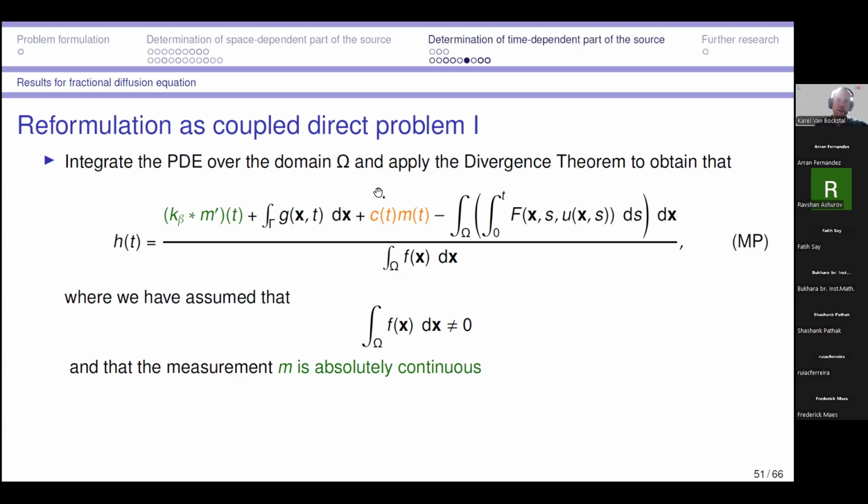In this way, if you integrate the equation over omega, we get c multiplied with the measurement. We also have the Caputo derivative of the measurement. Due to the Neumann boundary condition, we get from the divergence theorem the integral of g over the boundary, and in the right-hand side we have this integral with this additional time integral. So we assume that M is absolutely continuous.